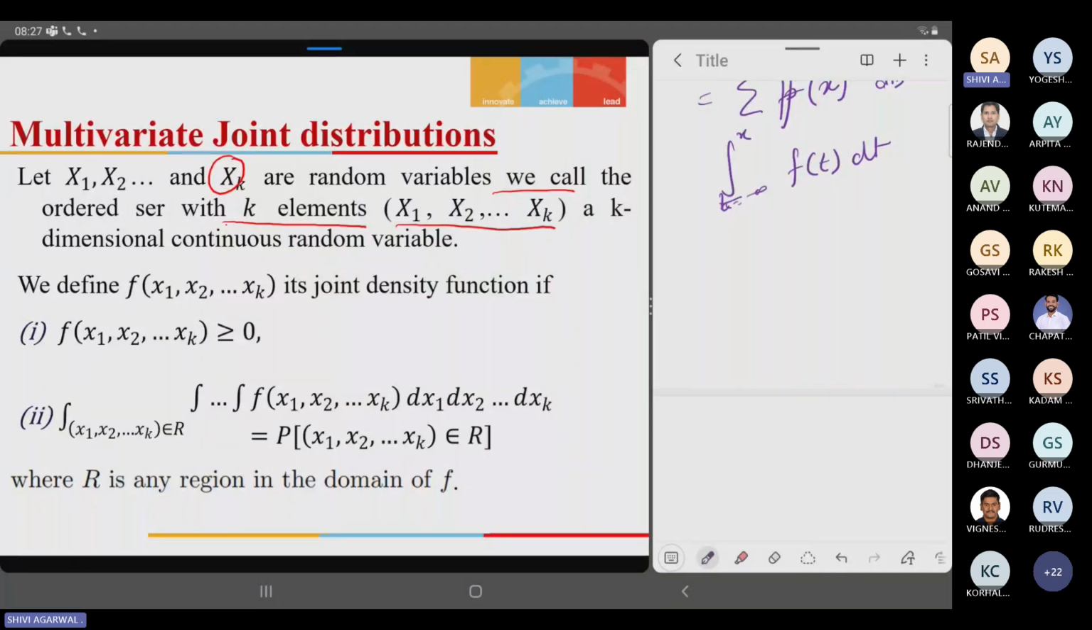The joint density function is defined such that it should be greater than or equal to 0, and integrating k times gives the probability that X belongs to the region R in the domain of the joint density function f. As we have done in two dimensions, the same thing we can do for n or k dimensions. There is nothing specific in this one.